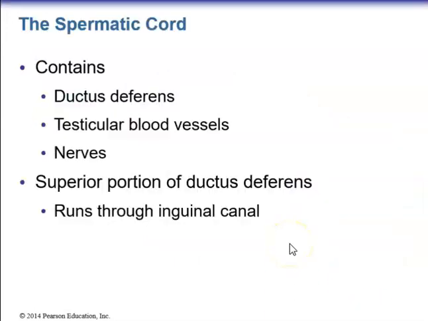The spermatic cord contains the vas deferens, testicular blood vessels, specifically the testicular arteries, as well as the pampiniform plexus and corresponding nerves. The superior portion of the vas deferens, once it has gone up the spermatic cord, will then run through the inguinal canal to enter the pelvis.